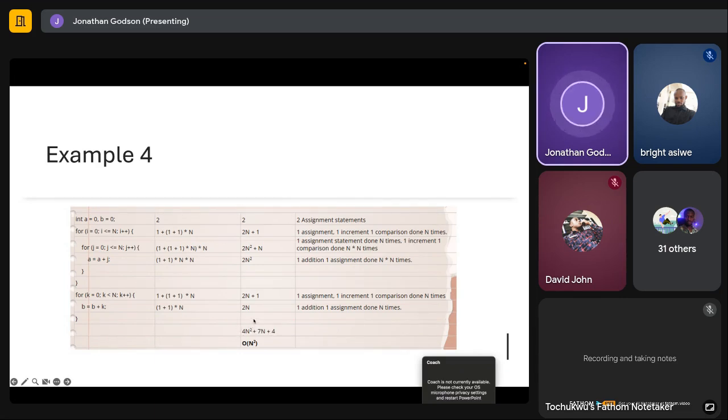The worst case here is n squared, so we will not consider this 7n and this 4. Just like I said before, constant values are not considered. So instead of saying the time complexity of this algorithm is 4n squared, you just say n squared, because on a large scale, this 4 does not matter. Looking at the big picture, what matters is the rate at which this grows, which is a quadratic rate.